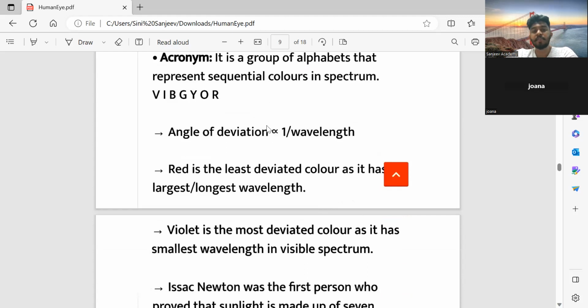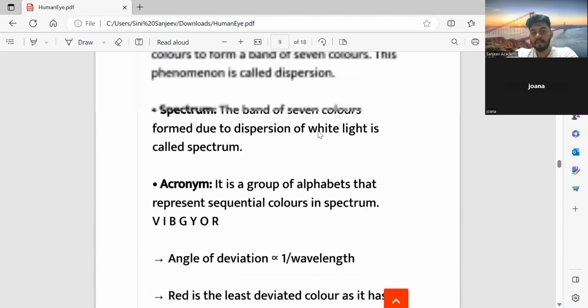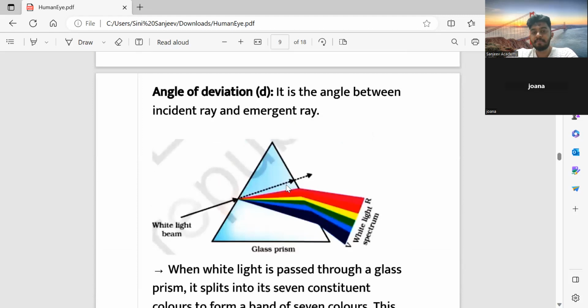And then the most important application level question is, angle of deviation is directly proportional. This symbol means proportional to. 1 by means inversely proportional to. Angle of deviation is inversely proportional to what? Wavelength. So, we can see the diagram itself here. Clearly, we can see red is what? Red color. Let me just show it here. Red. This is the original line, correct? Red is the least deviated color. Red is the least deviated color. So it has got the maximum wavelength.